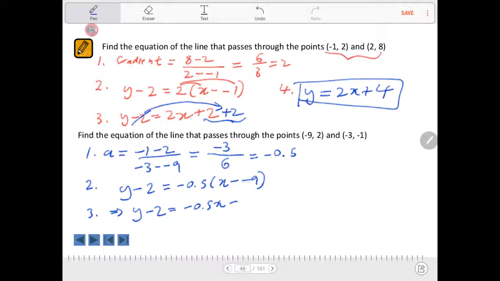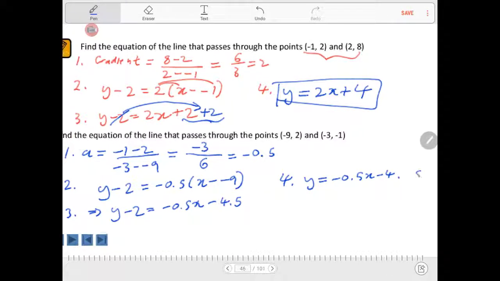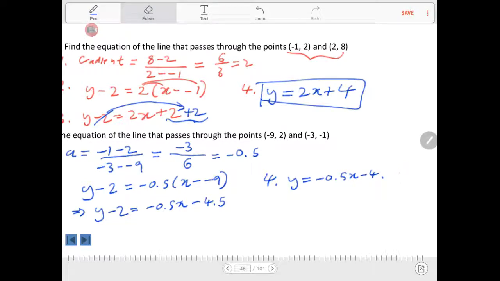take, because negative negative makes positive, but then we've got negative 0.5 times 9, so negative 4.5. Then in step 4, that 2 comes over, so we've got y equals negative 0.5x take 4.5, just tidy that up, 4.5, and that negative 2 comes over and becomes plus 2. So final answer, y equals negative 0.5x take 2.5.